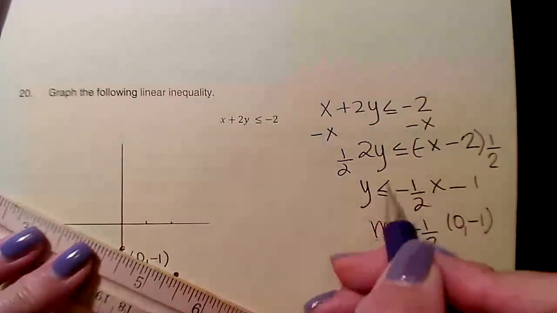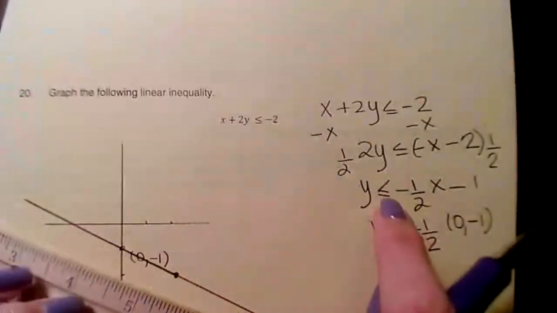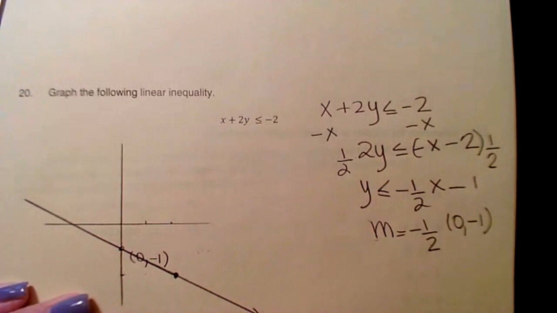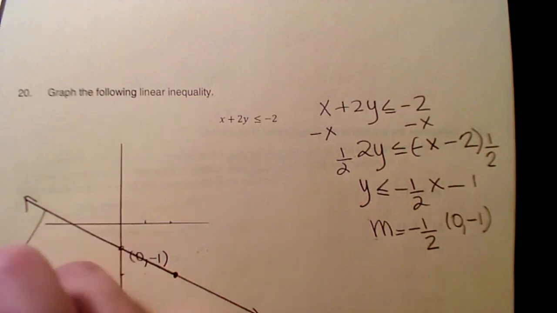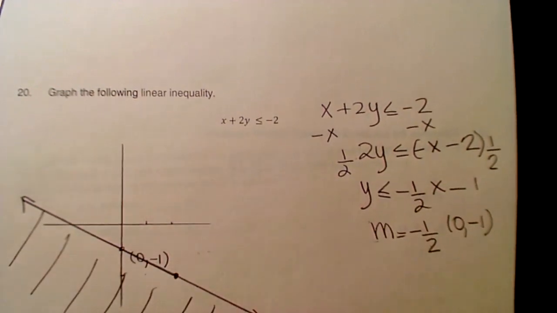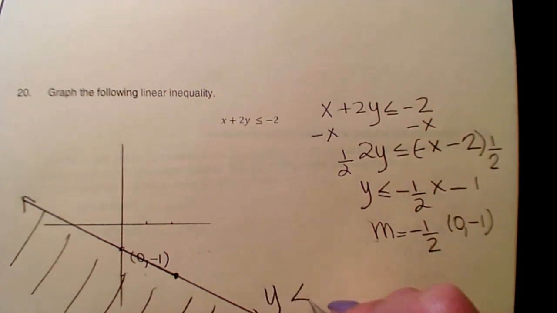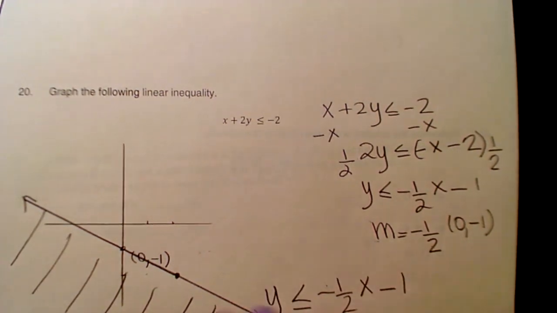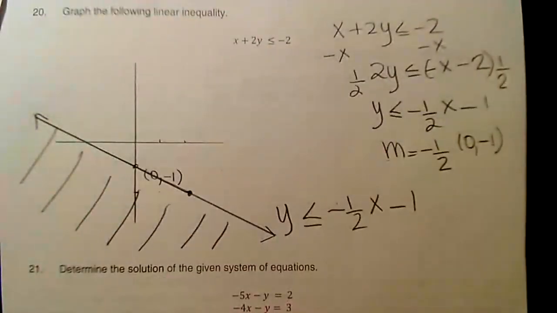And what else? It's going to be a solid line because it's less than or equal. Okay? And it will be less than. So it's going to be everything below this line. And this is y less than negative 1/2 of x minus 1. Okay?